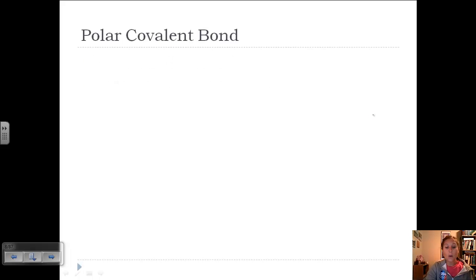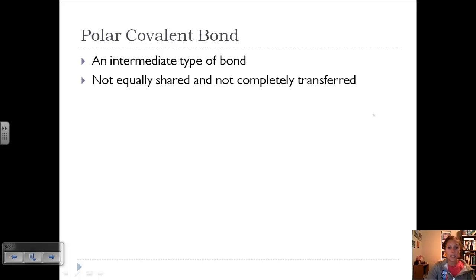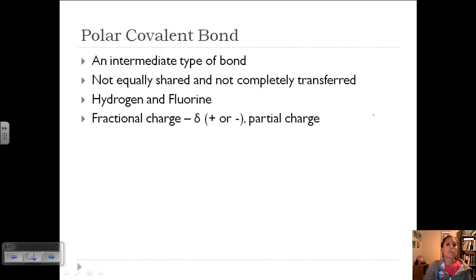Okay, then we can have a polar covalent bond. These are more common. This is an intermediate type of bond. They are shared, but not equally. And so the electrons aren't completely transferred. They spend more time next to one atom than the other, but we still say they're shared. For example, hydrogen and fluorine are a good example of this, because they're going to form a polar covalent bond.